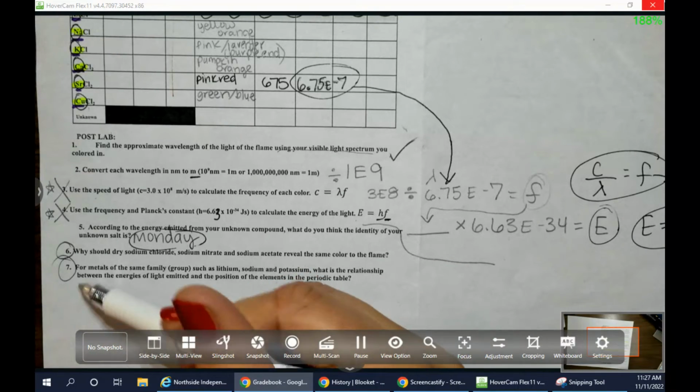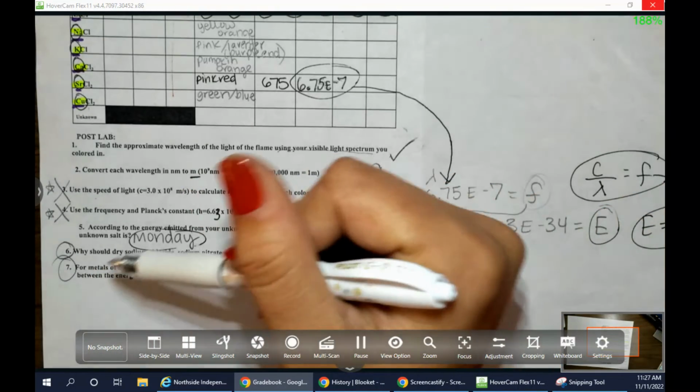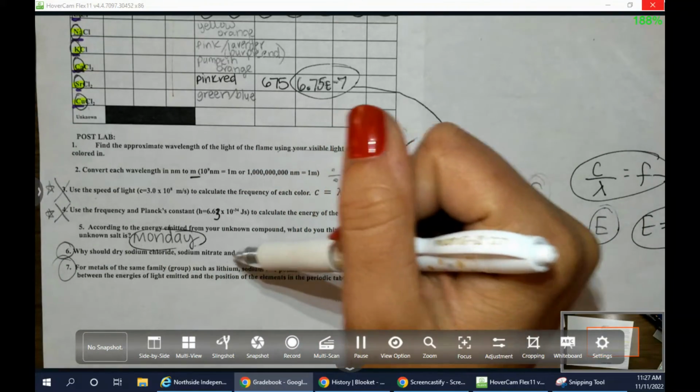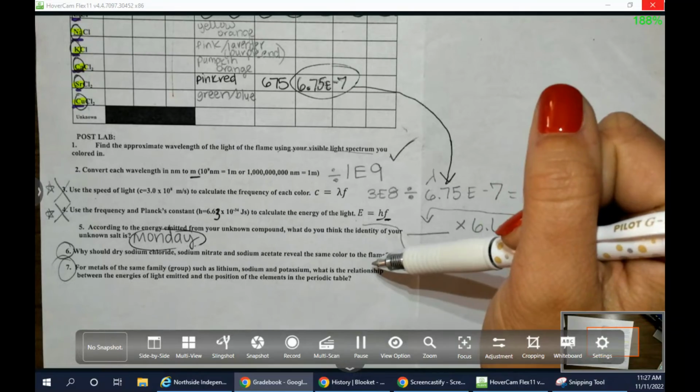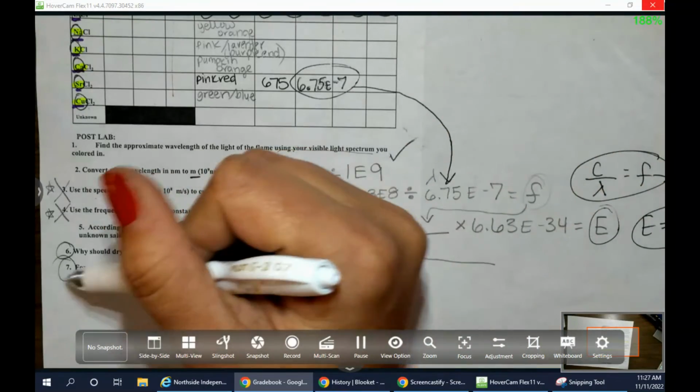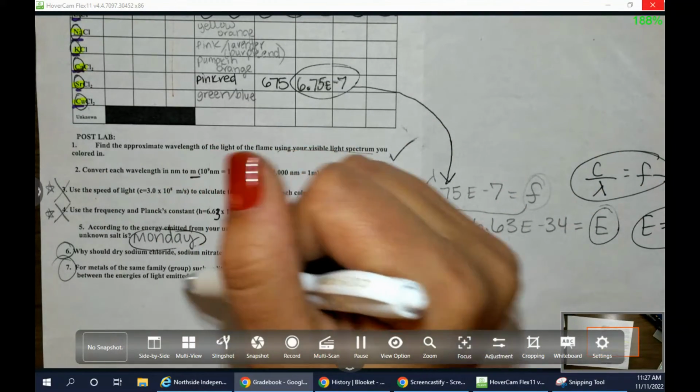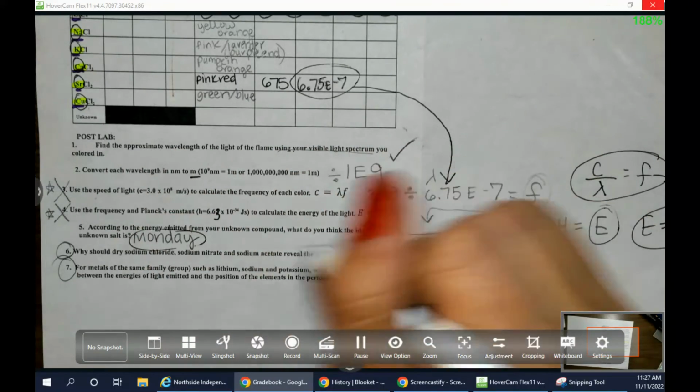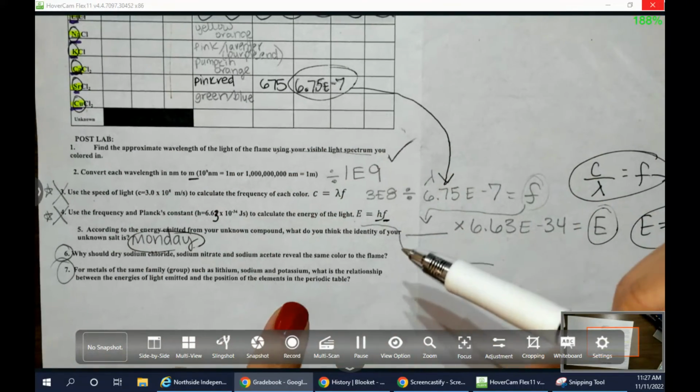Okay, number 6 and 7. Number 6 says, why should dry sodium chloride, sodium nitrate, and sodium acetate reveal the same color? You should be able to answer that. Work with your group on that one. Just answer it. Number 7, for the metals in the same family, you're going to answer that one as well. It's part of your conclusion.